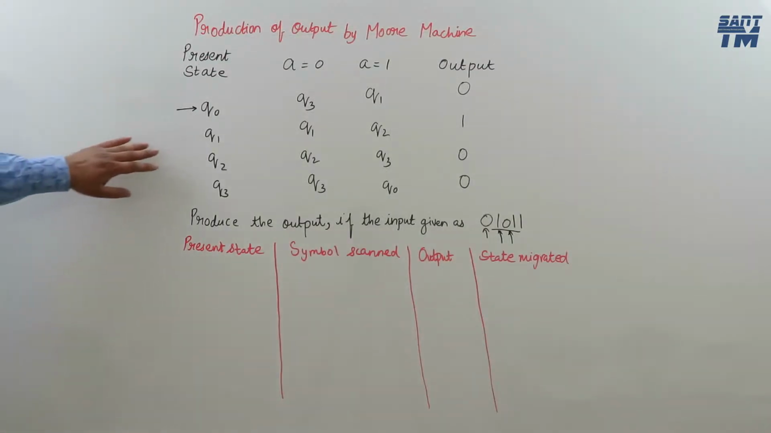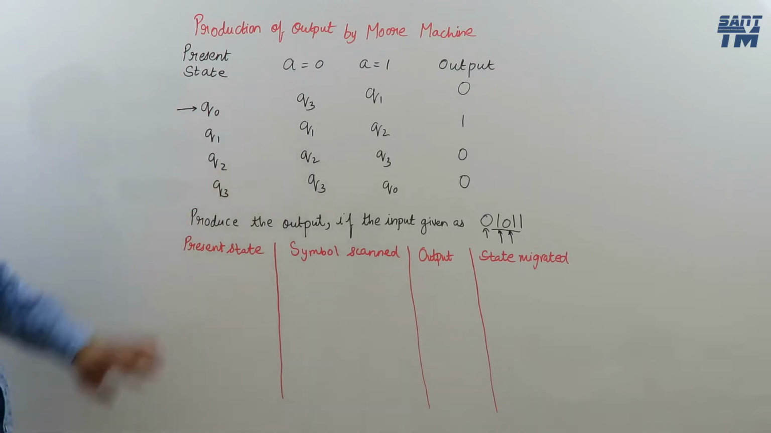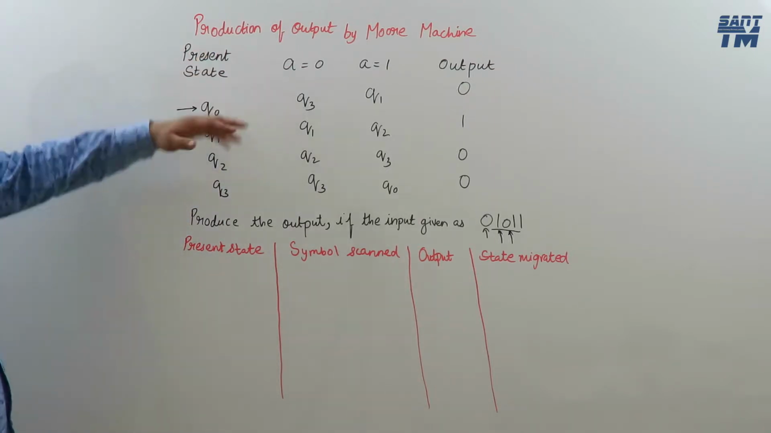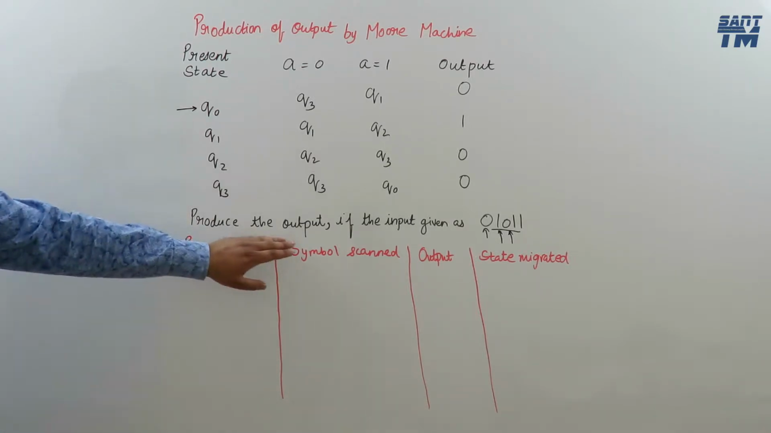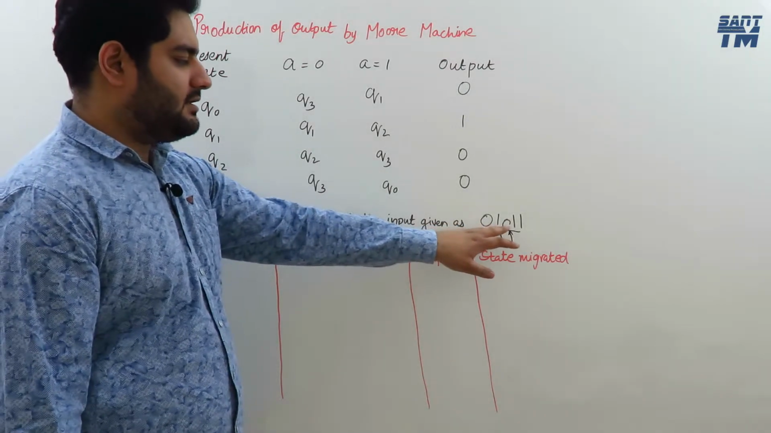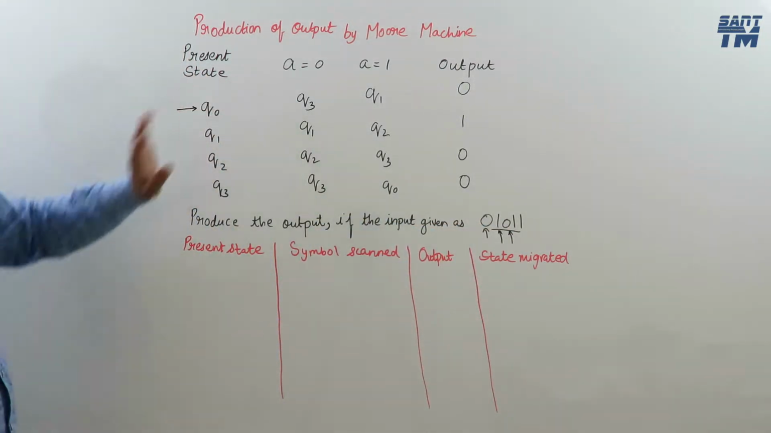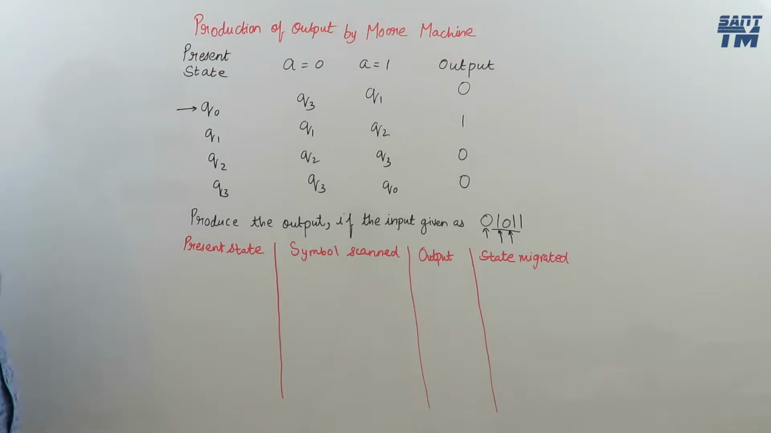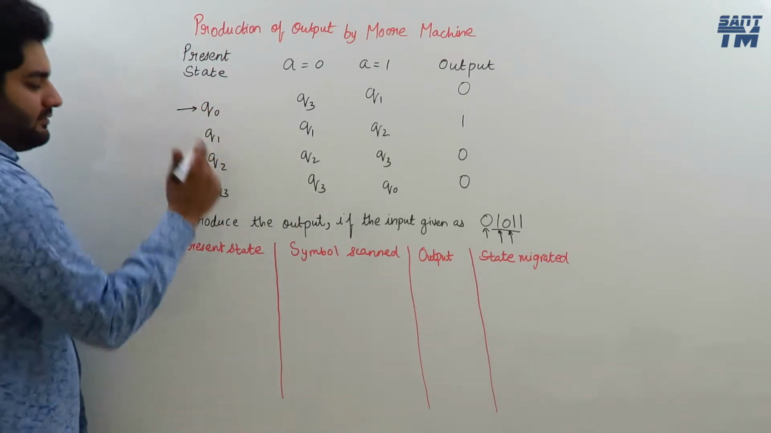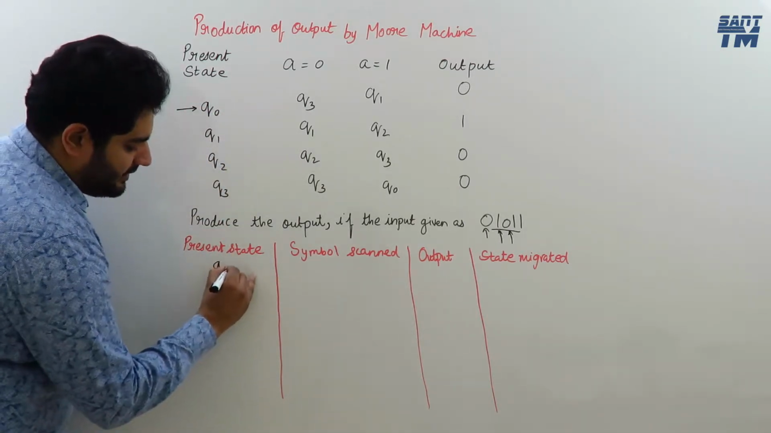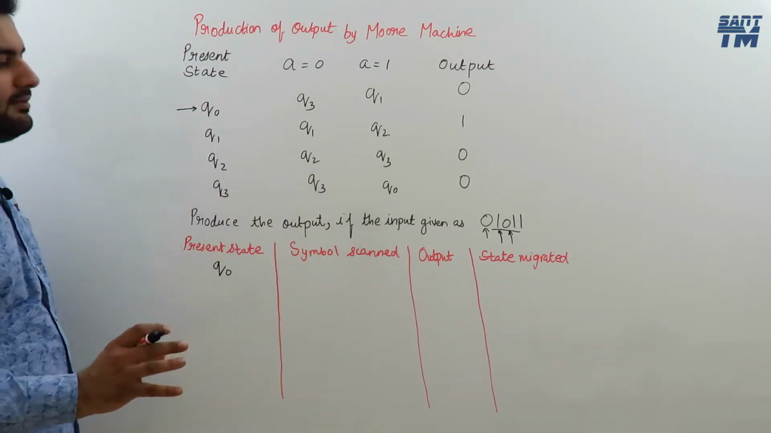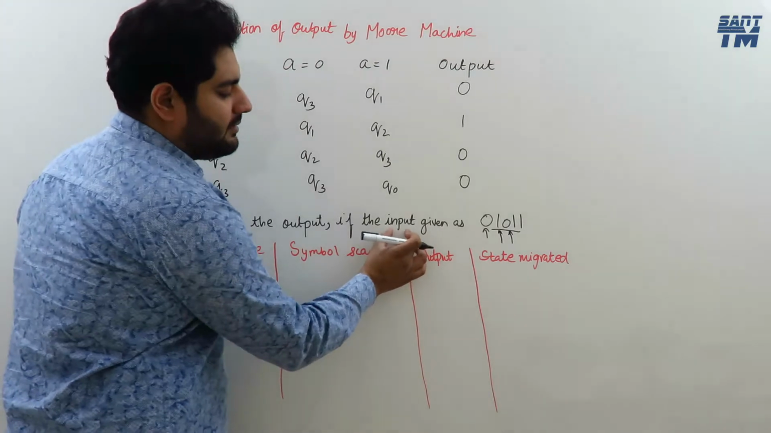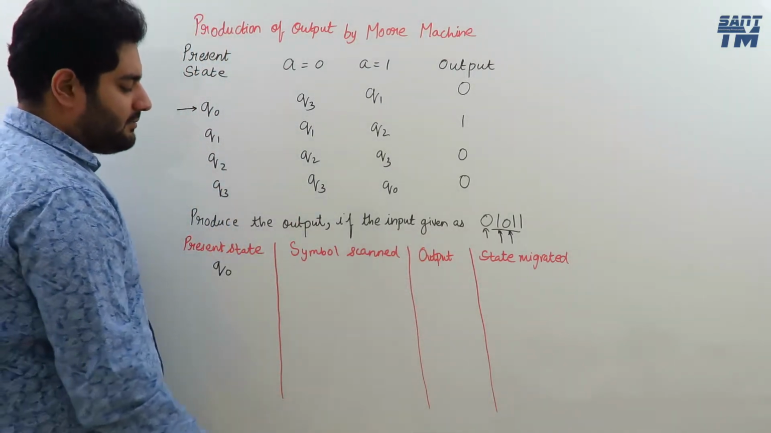Suppose this is the Moore machine given to us. The transition table of a Moore machine is given, and we have to produce the output. We have to see how a Moore machine produces the output. The question is, produce the output if the input given is 0, 1, 0, 1, 1. A string is given as input to this Moore machine, and we have to calculate the output. So we always start with the initial state. Present state is Q naught, and assume that we have switched on the machine, but we have not yet fed the input to the machine.